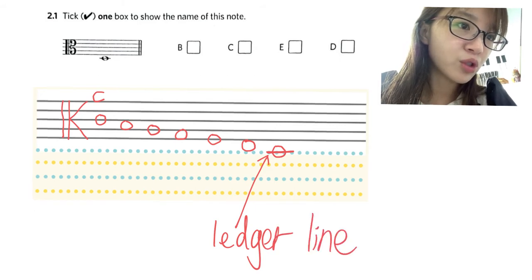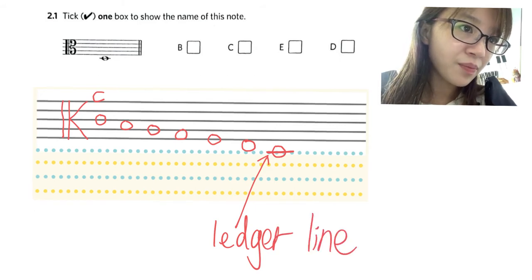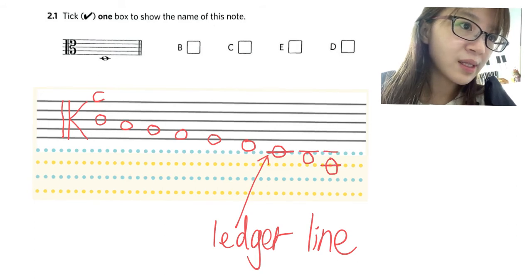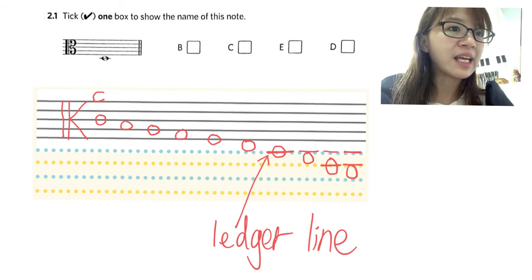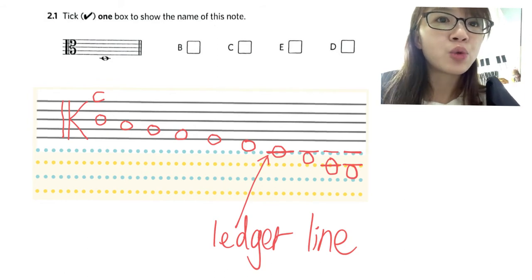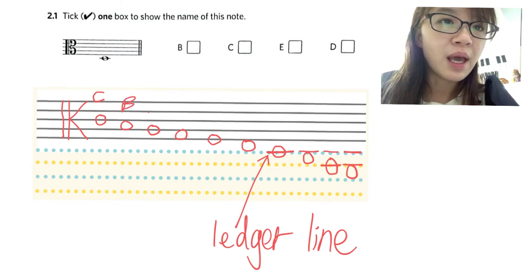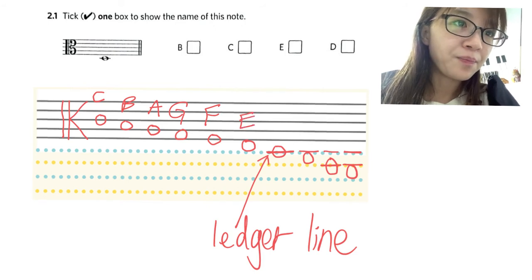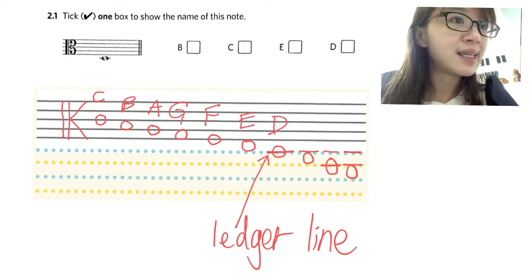If you have more notes, you just go further: line, space, and line. Now you have two lines, in space, you have two lines. Just treat it like an invisible dotted line. So here you can count C, B, A, G, F, E, D. The answer is D.